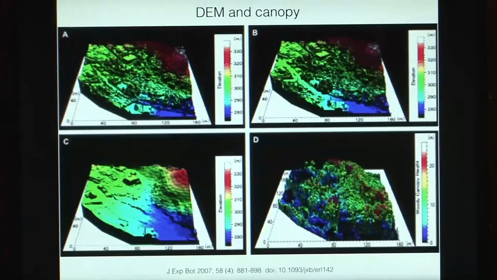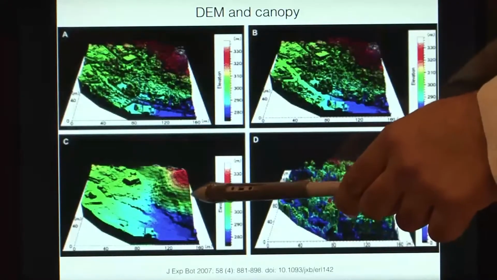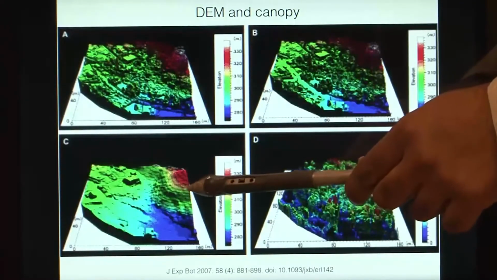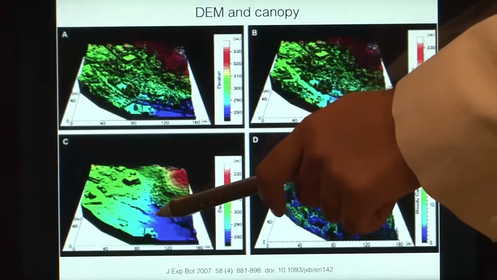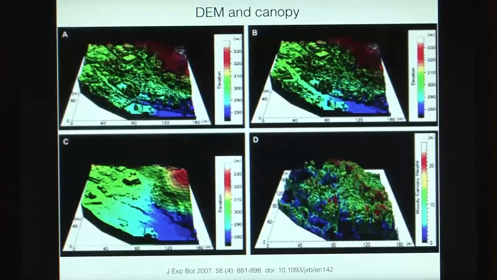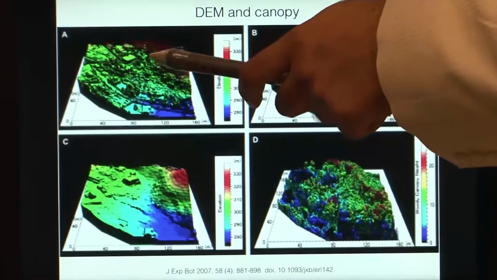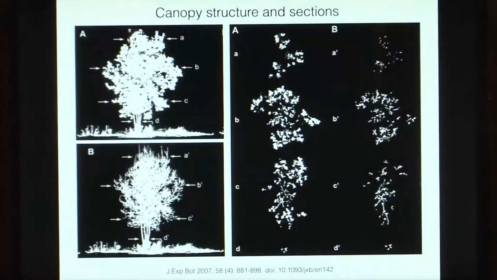Here we are seeing DEM and canopy. DEM stands for digital elevation model. In this figure C, what we are seeing is the bare ground surface. We are using those wavelengths that either do not interact with the trees, or we are only using those radiations that are coming from the ground, and then we are patching up the gaps in between. The other ones show us the canopy. We can use both of these to get a 3D scan of our tree.